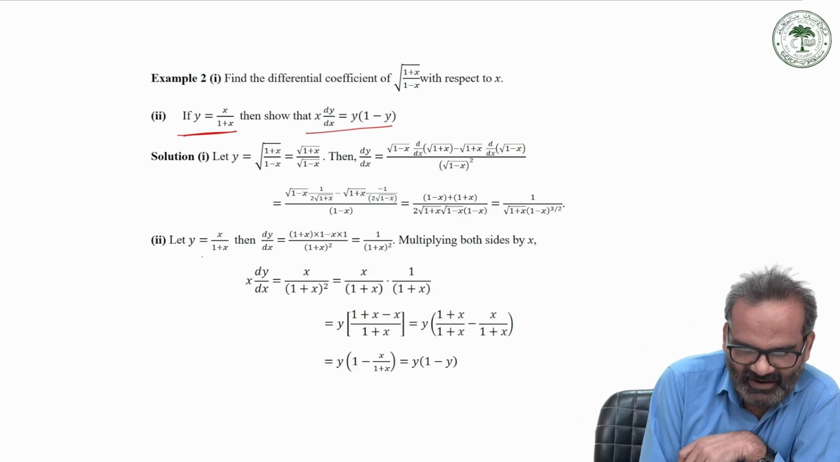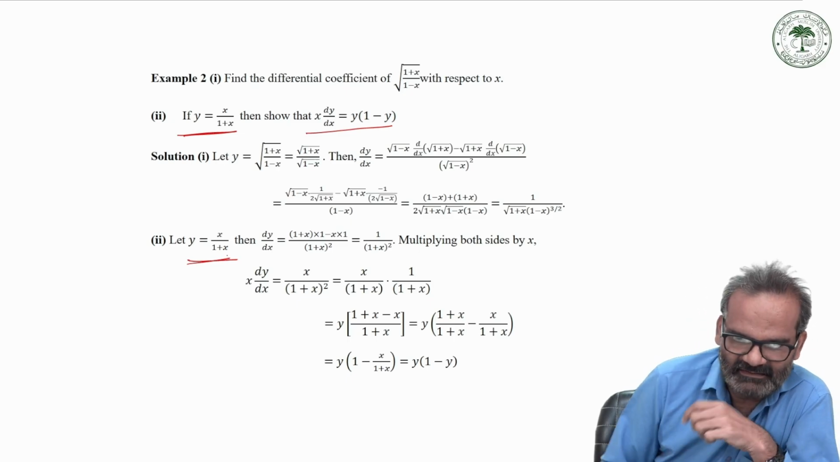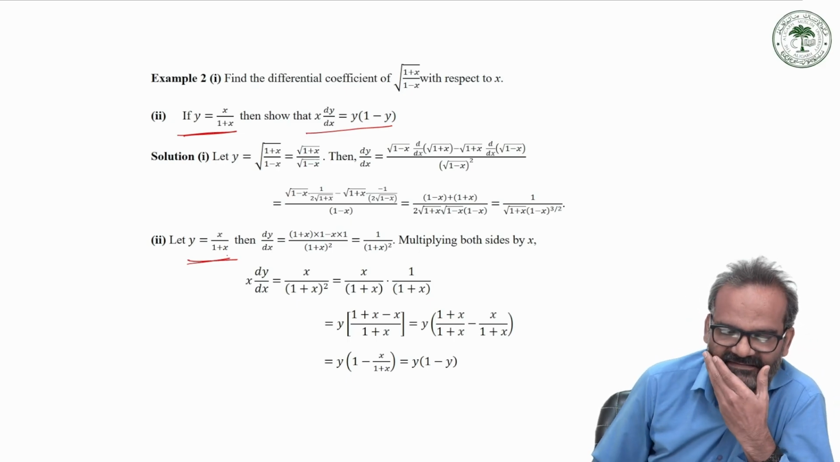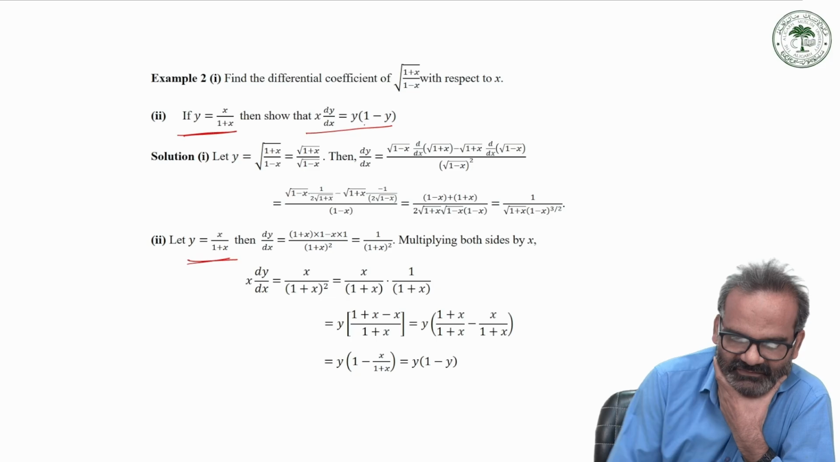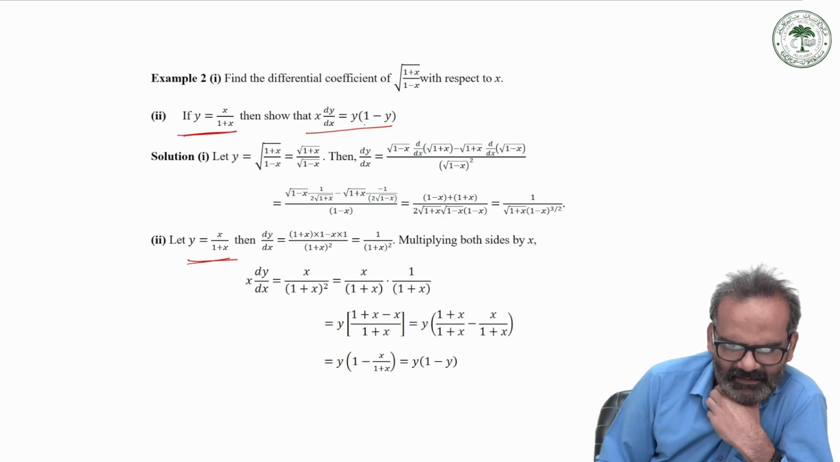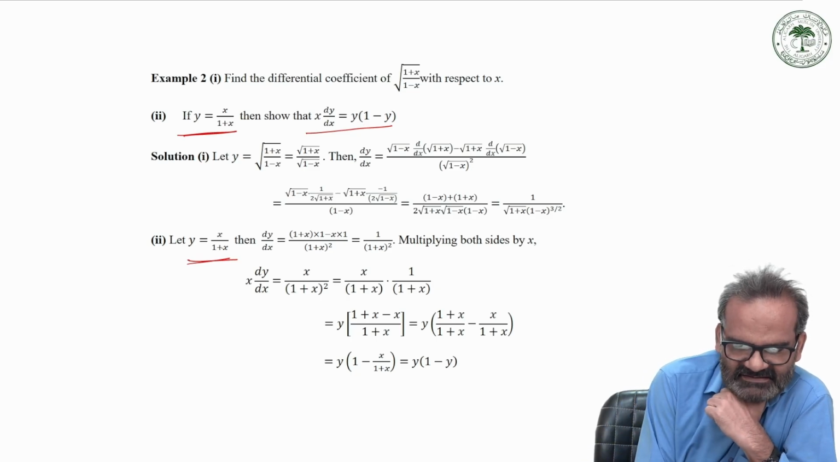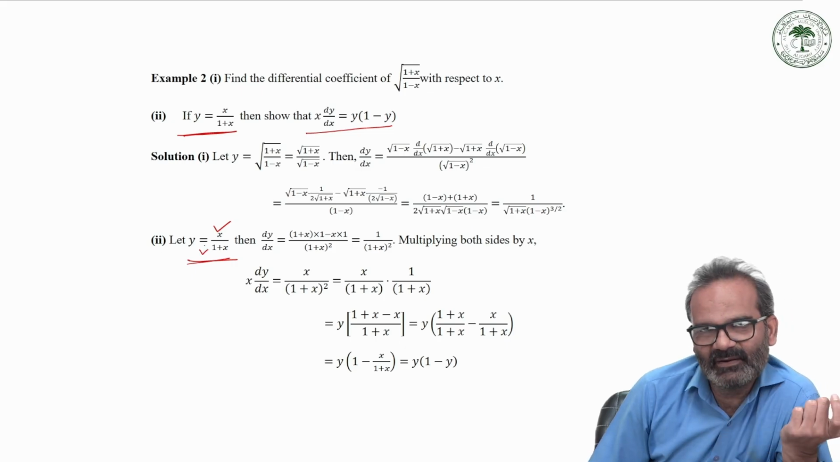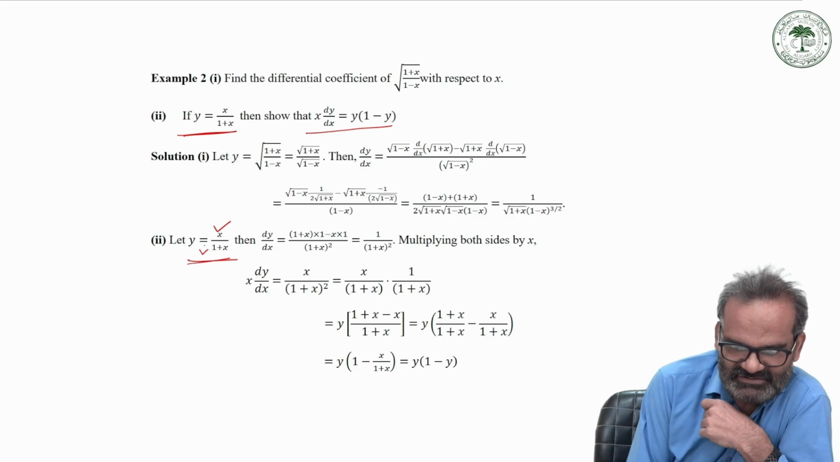Here we have given y is equal to x upon 1 plus x. Then show that x dy over dx is y into 1 minus y. So simply, y is this. This is the case of numerator divided by denominator. So we will apply the quotient rule. Apply the quotient rule here.